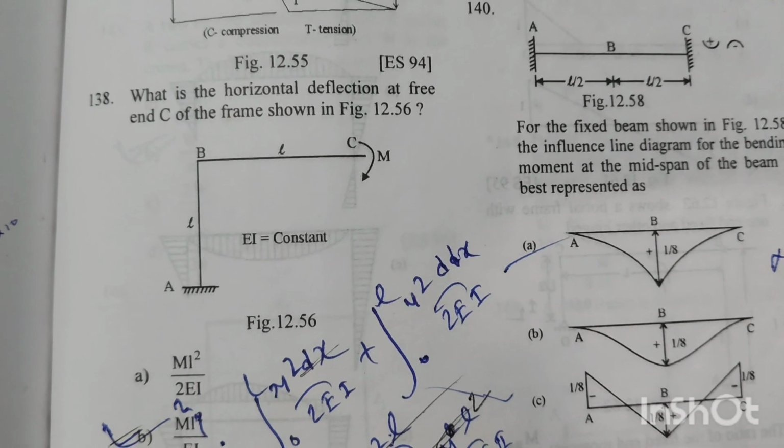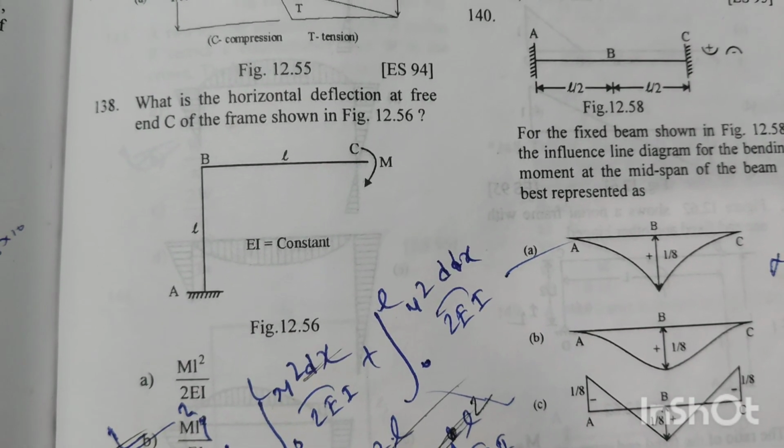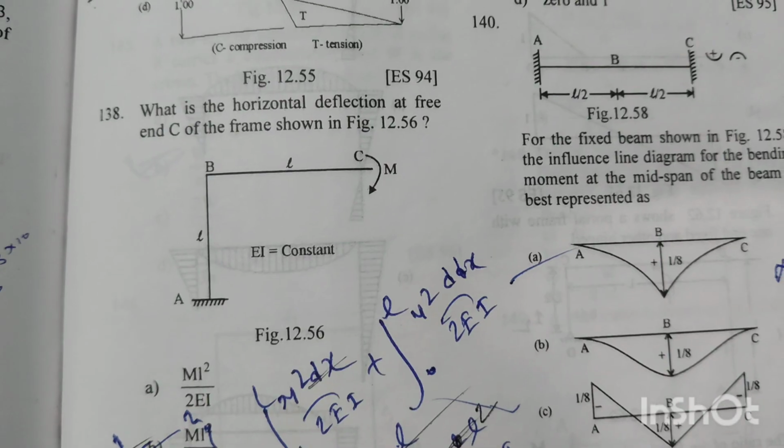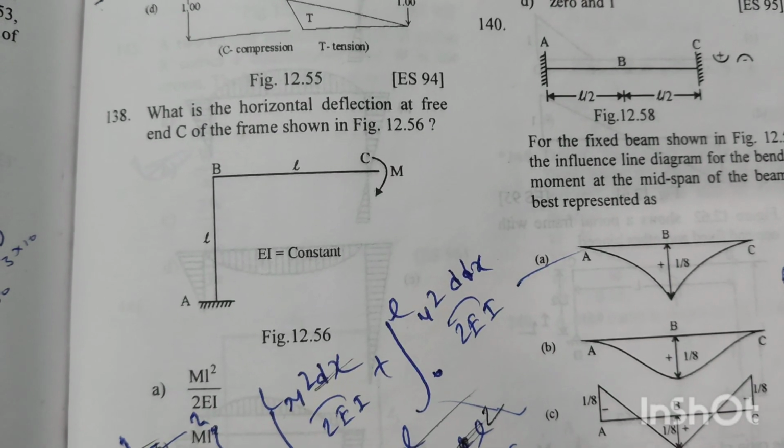Question number 138. What is the horizontal deflection at free end C of the frame shown in the figure 12.56?